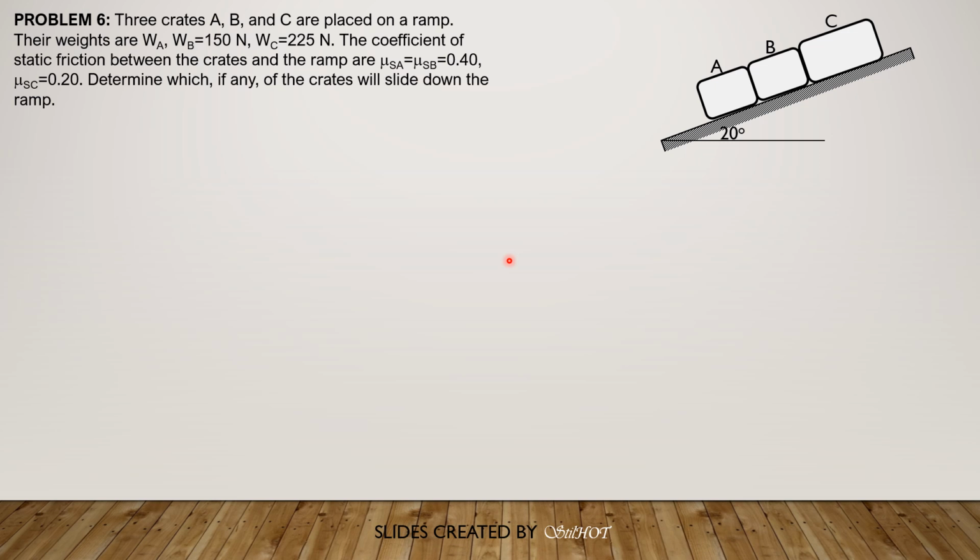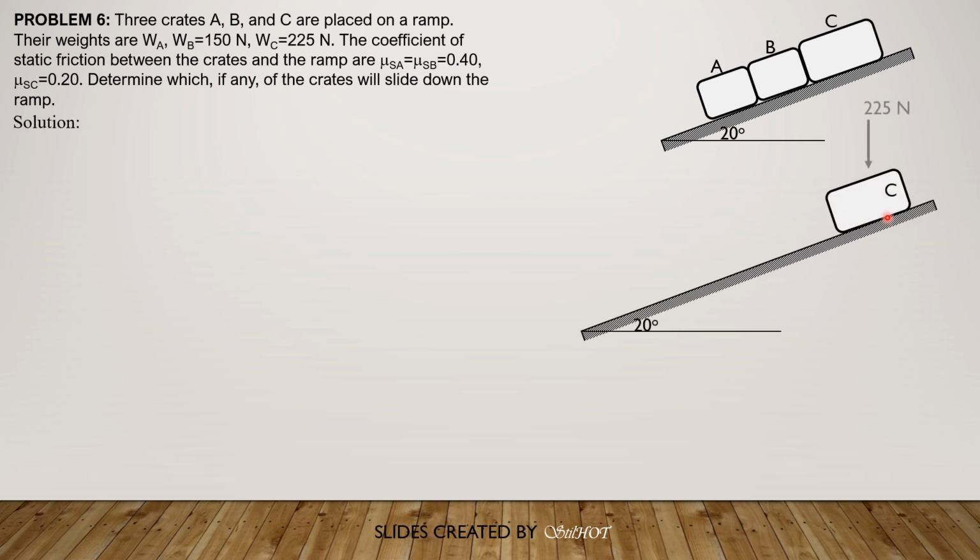So we should consider body C first. Let's draw the free body diagram. So this is body C, its weight is 225 newtons. Then let's have the normal at body C. Then friction, which is equal to the maximum frictional resistance, is 0.2 of N sub C. Then we draw the normal axis. Remember that this angle is also 20 degrees. So the normal component is 225 cosine of 20. So N sub C is 225 cosine 20 if you sum up forces normal, and this tangential component is 225 sine of 20.